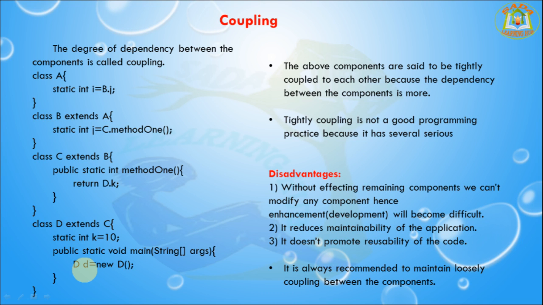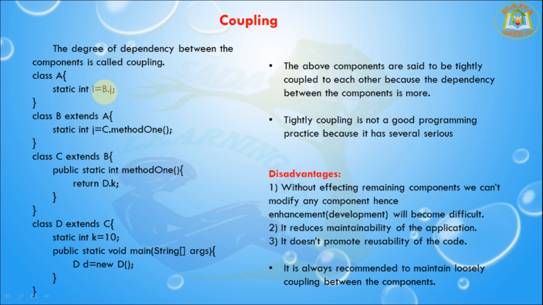They are creating an object of class D. Now, whenever you are compiling and running this program, first it starts from here. D d = new D. Whenever creating an object of D class, first it checks from C whether any constructor, static blocks, instance blocks, or static methods are available or not. C is extending from B, so it goes to B. Again, B is extending from A, so it goes to A. Here, first it checks whether any static variable is available or not. It is available: static int i = B.j.